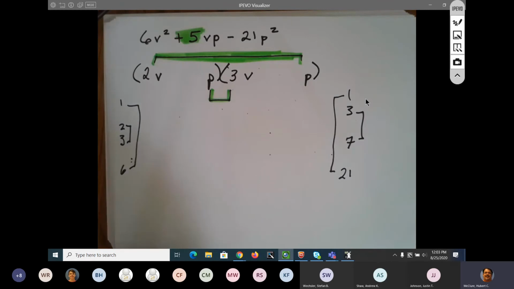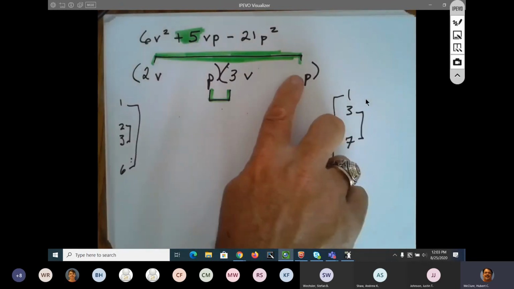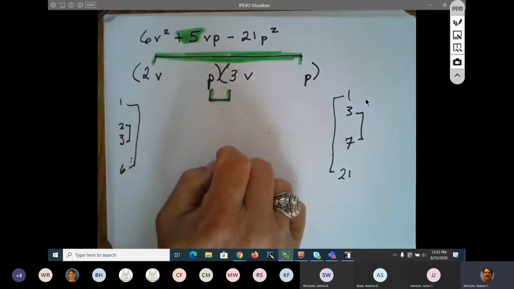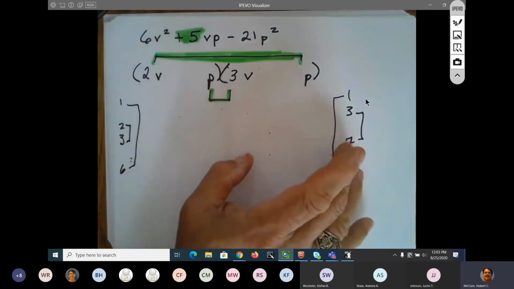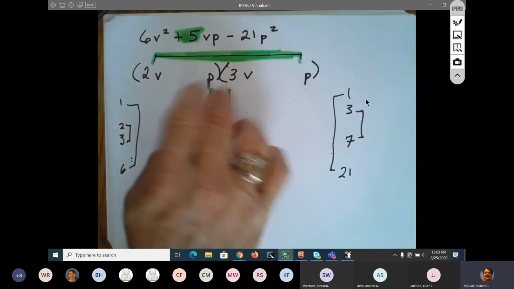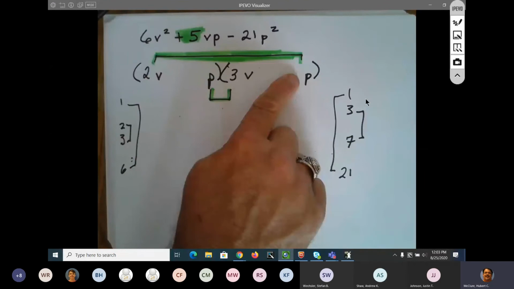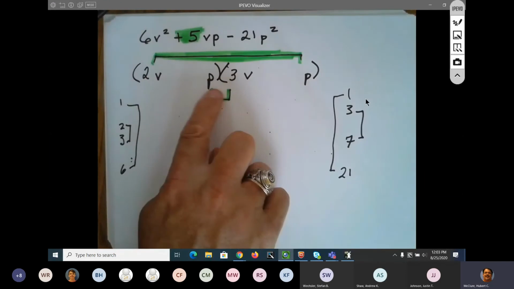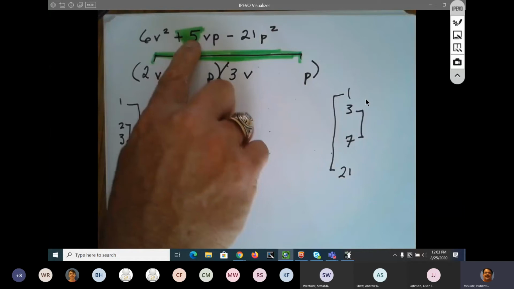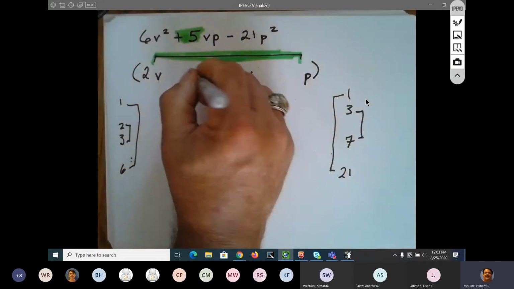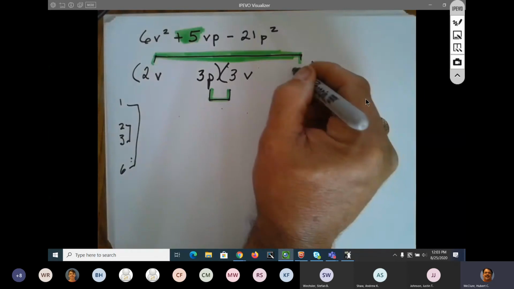Because this is, you know, the outside and the inside. So if I take a 3 and put it right here, that's going to be 6 and 21. That ain't going to work. So I'm going to flip it. And I'm going to put a 3 right here and a 7 right here. That'll give me 14 and 9. 14 and 9 will give me a 5. So I'm going to put a 3 here and a 7 here.